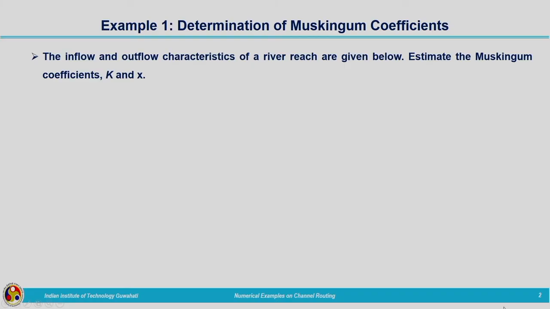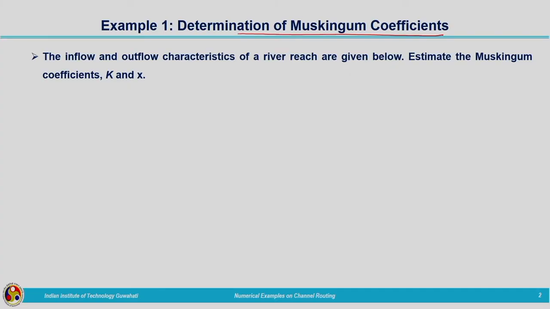Today, let us solve some examples related to the Muskingum method of channel routing. The first example is related to determination of Muskingum coefficients. We have seen different coefficients corresponding to the Muskingum storage function, that is the variable storage function. In channel routing, we were considering the storage function, which is a function of input and also output, that is the inflow and outflow. And different coefficients were considered in that. Here we are going to determine the coefficients related to the Muskingum routing technique.